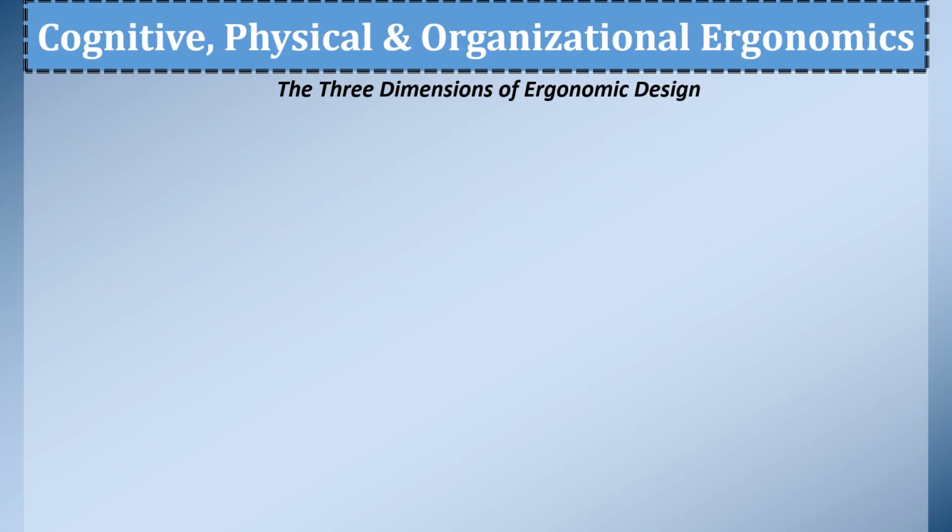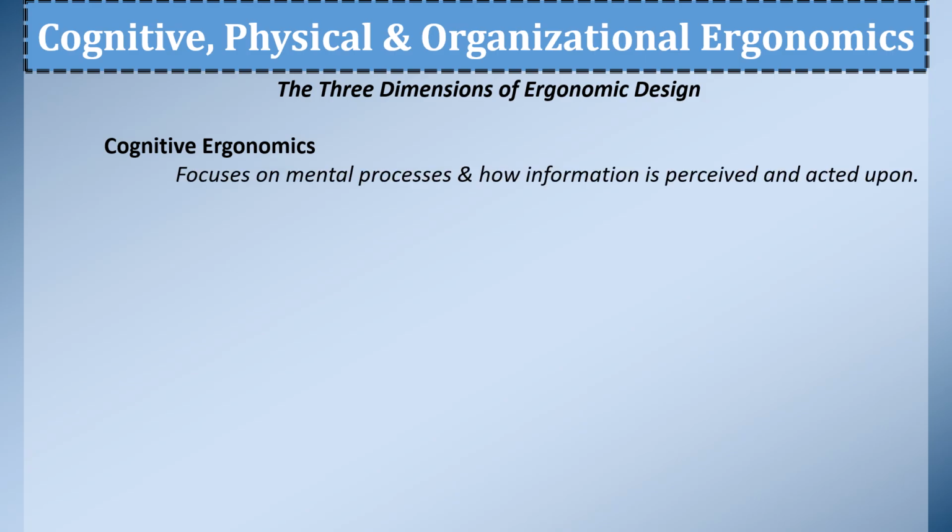Cognitive, physical, and organizational ergonomics. The three dimensions of ergonomic design. The first one is cognitive ergonomics. This domain focuses on how people perceive, remember, and respond to information. It deals with decision making, mental workload, and human-computer interaction. Designing clear interfaces, reducing distractions, and supporting intuitive navigation are core elements that reduce errors and cognitive fatigue.